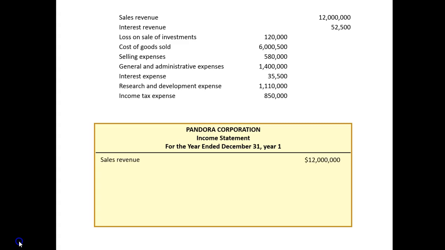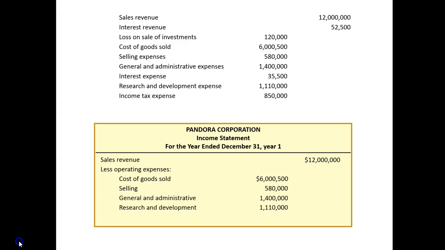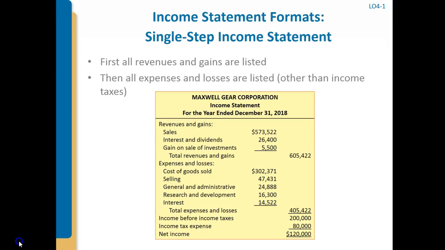What we're going to show, we start with sales, less our operating expenses. We start with cost of goods sold. Then from there, selling, general and administrative expense, and research expense. Those items alone we take to arrive at operating income. The interest expense is going to be done on a separate line item, as will the income tax expense.